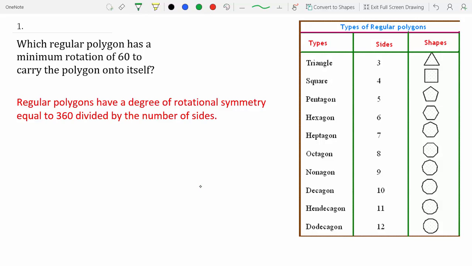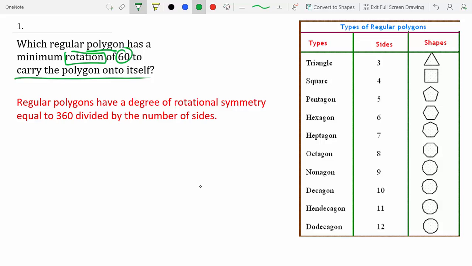Welcome to Chapter 1 and Chapter 2 review for our upcoming exam. So let's start with problem number 1, and I wanted to take this time to review how to do these rotational symmetry problems where you have a polygon and you're saying how many degrees you have to rotate it to get it to carry onto itself or map onto itself.